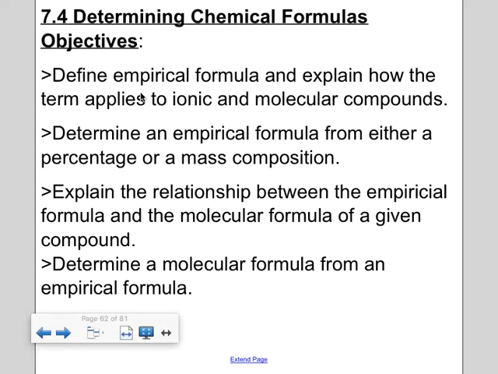And then tomorrow we'll look at the relationship between empirical formula and molecular formula of a given compound, and then how do you write or determine a molecular formula from an empirical formula. So we're just going to look at the first 2 learning objectives today.